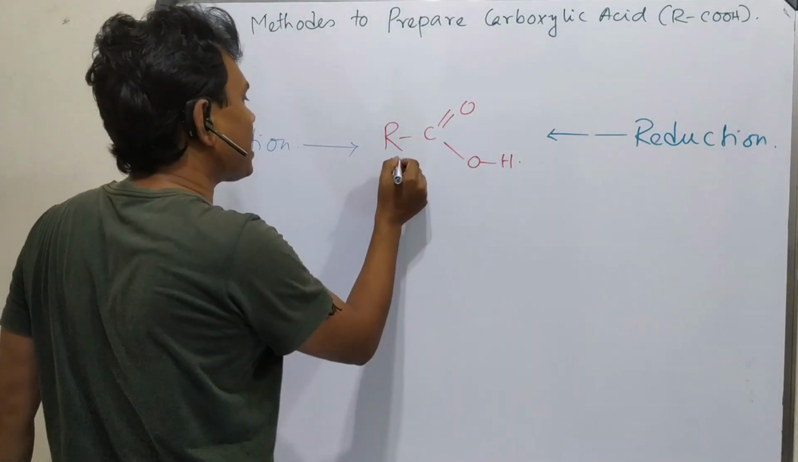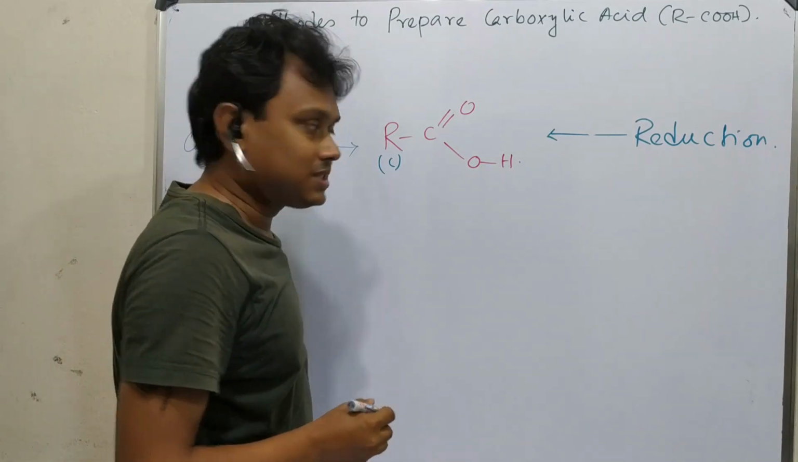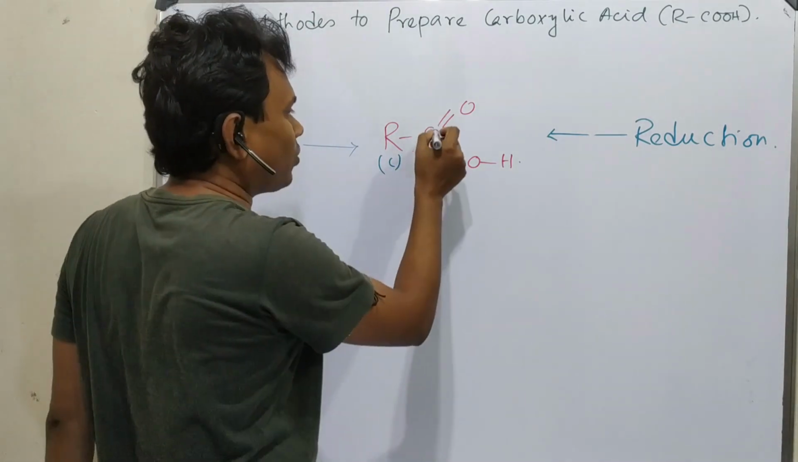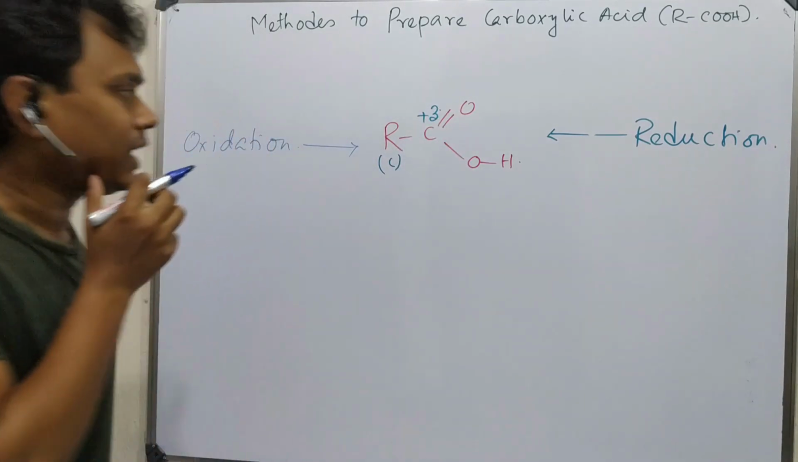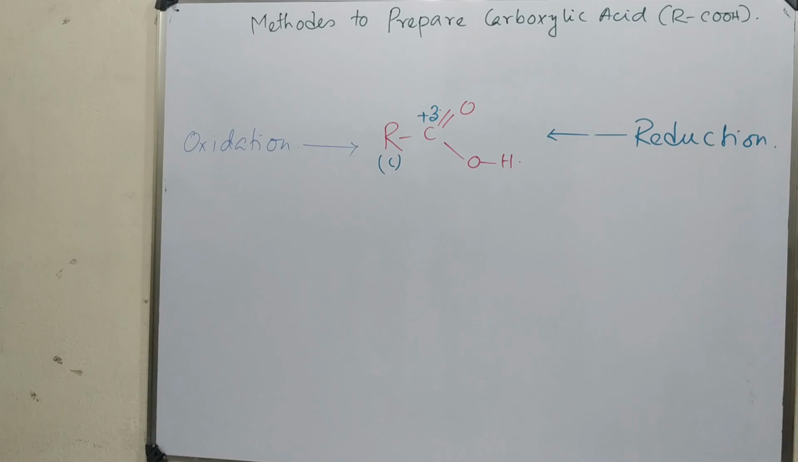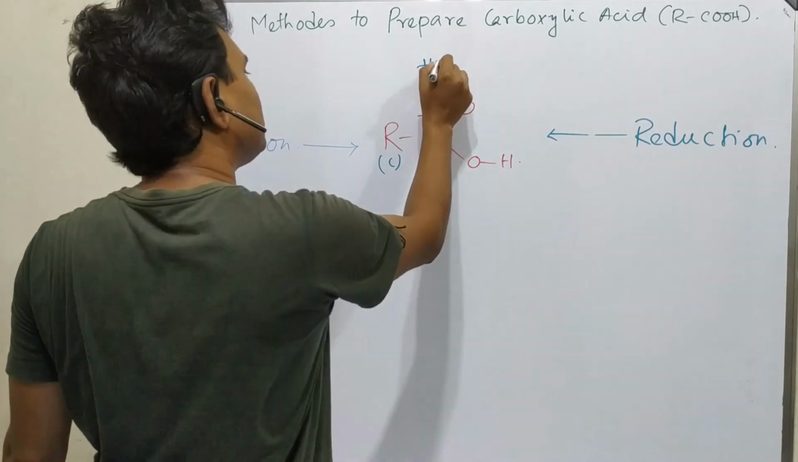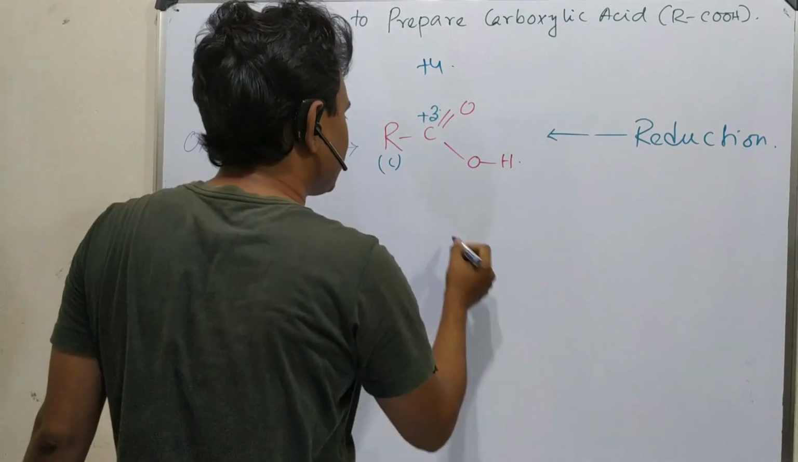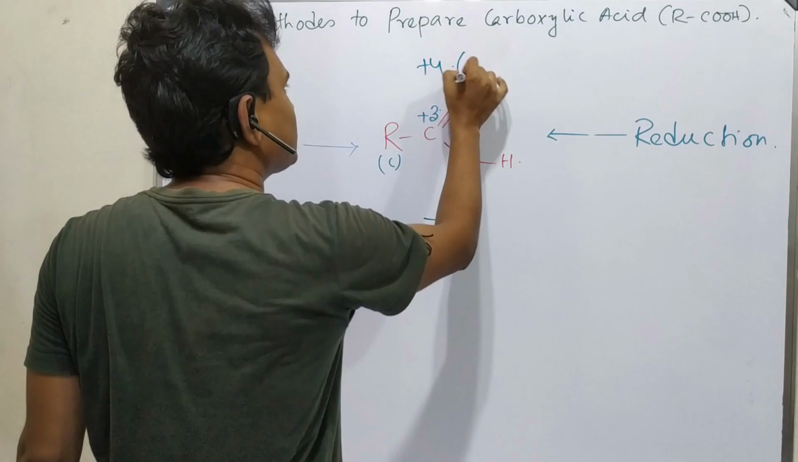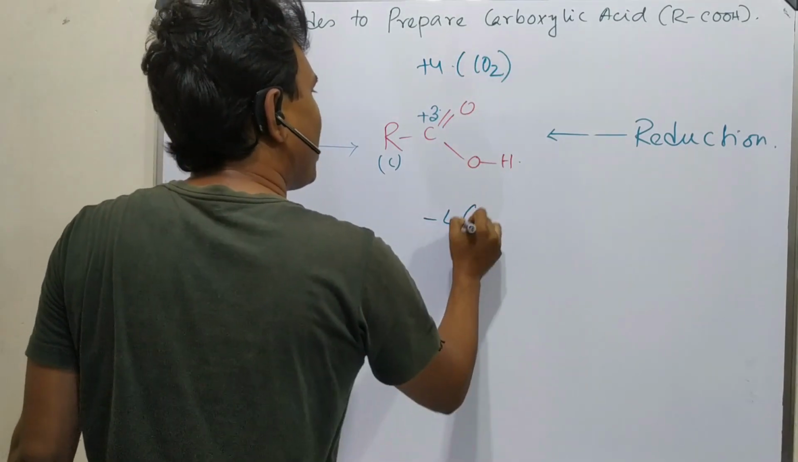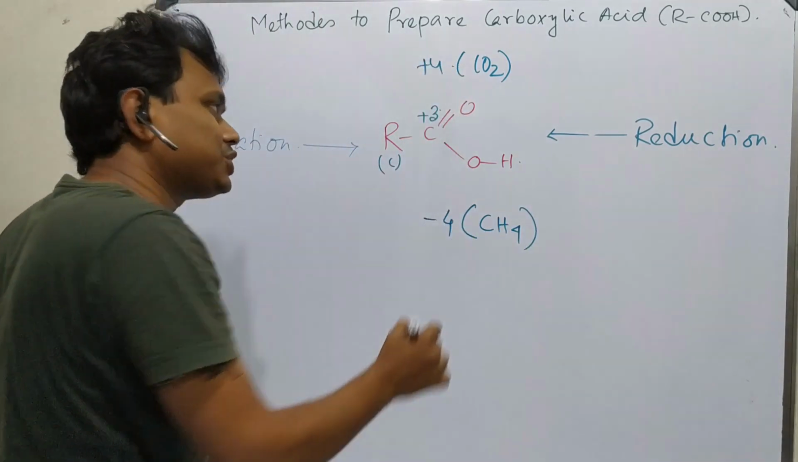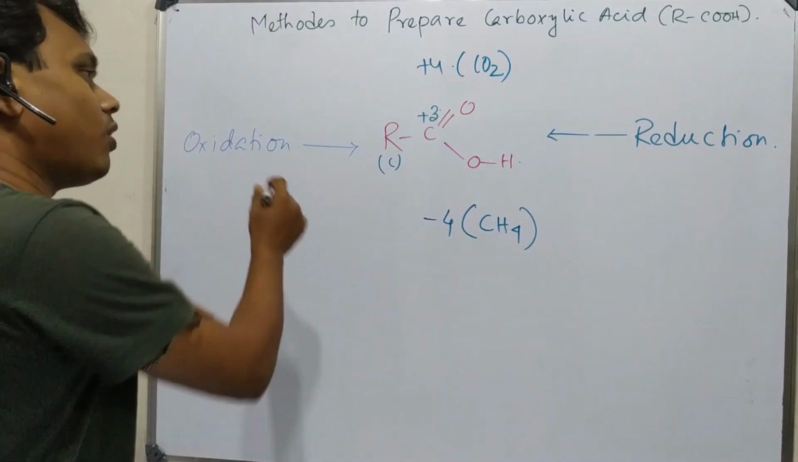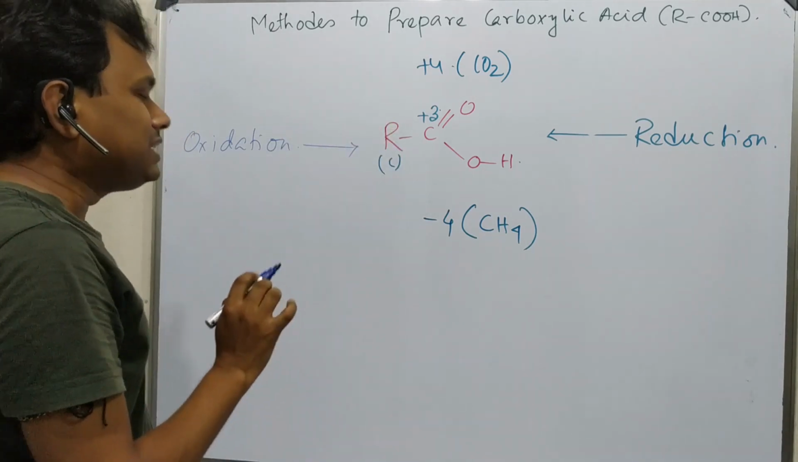If this is a carbon, apart from formic acid, the oxidation state of this carbon is +3. We know that carbon can have a maximum oxidation state of +4, and a maximum reduction of -4. +4 is carbon dioxide, and -4 you may consider methane. So from this oxidation state we can prepare. So oxidation, reduction, fine. These are the main.